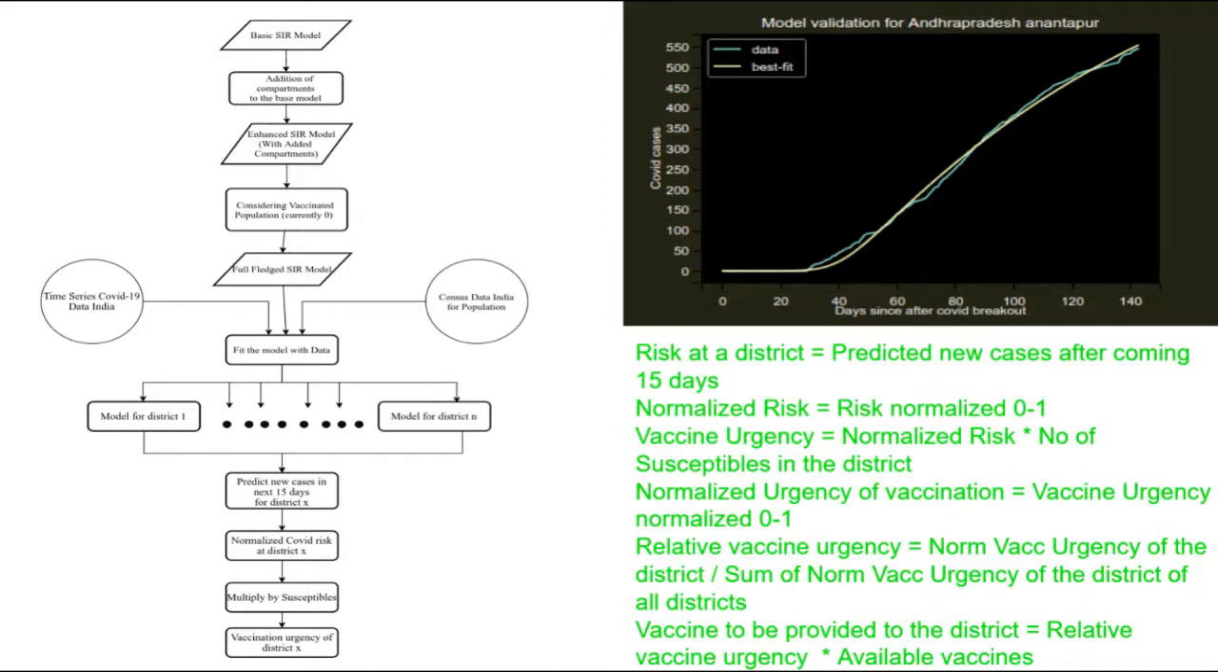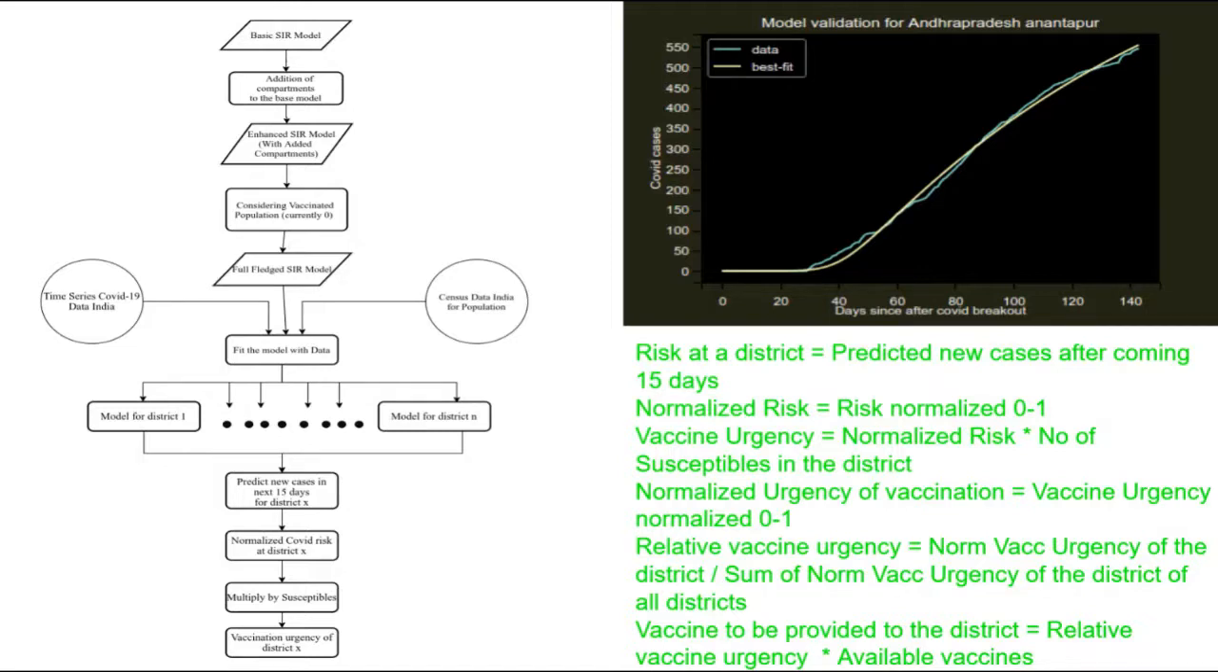The model was initially a basic SIR model, which models the spread of a particular disease, and we added more compartments to it, and we got an enhanced SIR model. Then that model was further improved by considering the vaccination scenario, because the basic model is not meant for vaccination cases, but we had to also consider that vaccinated people cannot infect or cannot get COVID. That's why we enhanced the model further with the vaccination scenario, and then we got a full-fledged SIR model.